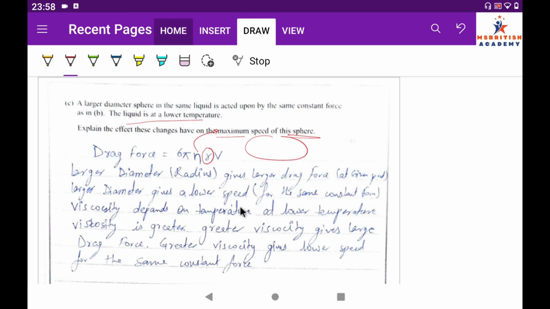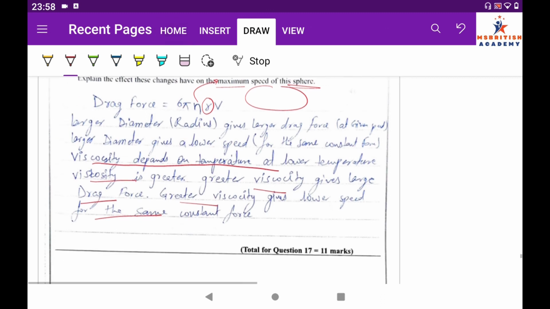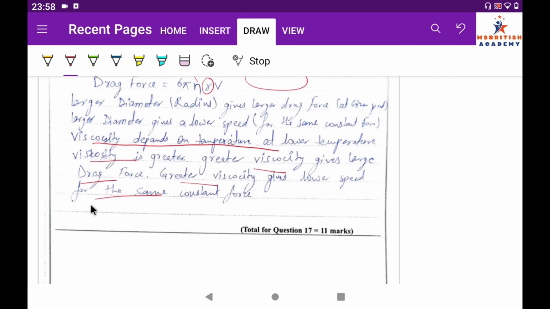For the same constant force, viscosity depends on the temperature. At lower temperature, viscosity is greater. Okay, write this down. Viscosity depends on temperature. At lower temperature, viscosity is greater, and greater viscosity gives a larger drag force. Greater viscosity gives a lower speed for the same constant force. Okay, this is the explanation.